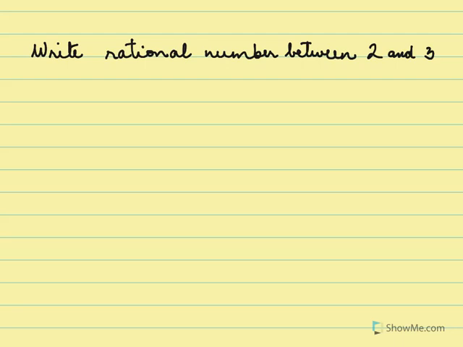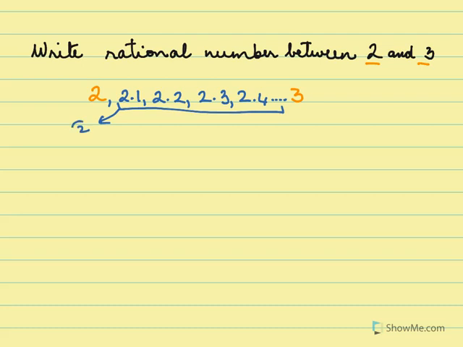Write a rational number between 2 and 3. So I have 2 here and I have 3, and if I want to put numbers between them, it is 2.1, 2.2, 2.3, 2.4, and you can go on. So all these numbers lie between 2 and 3.